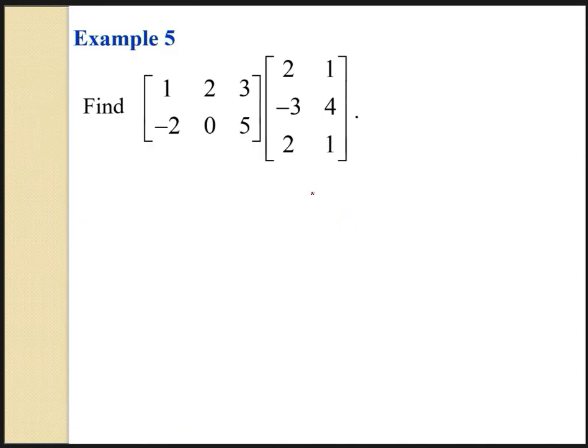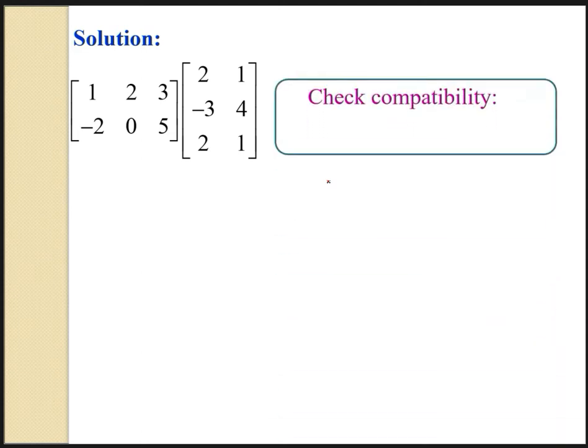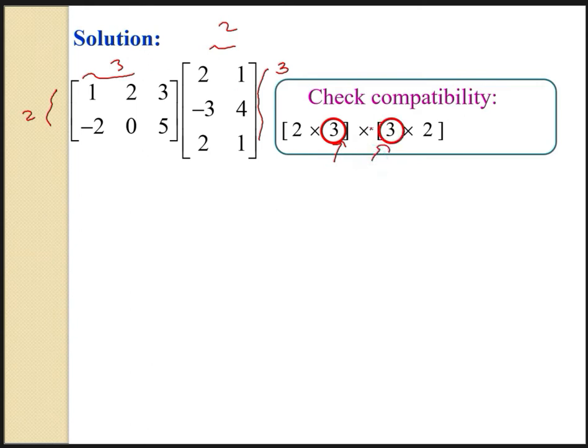To multiply these two matrices, you have to first check their compatibility. Can they be multiplied together? The first matrix has 2 rows and 3 columns, so the order is 2 by 3. The next matrix has 3 rows and 2 columns, so it's written as 3 by 2. Remember, for you to be able to multiply matrices, the number of columns of the first matrix must equal the number of rows of the second matrix. Do we have the same number there? Well, we have the same number. That means we can multiply the matrices.